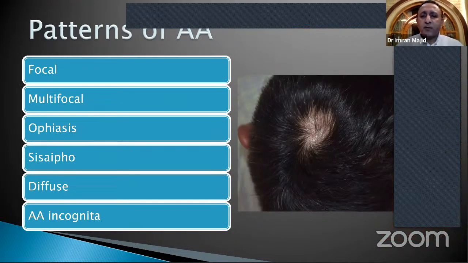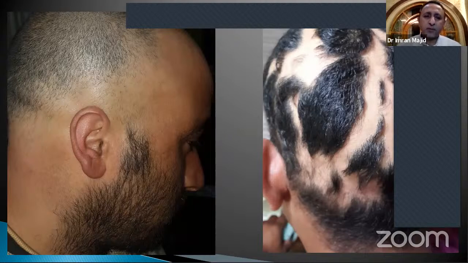There are different patterns of alopecia areata. If there is a single patch, then we call it a focal alopecia areata. And then there can be multifocal involvement. Then there can be a pattern known as ophiasis. Then the reverse of ophiasis, which is known as the sisaipho pattern. Then there can be a diffuse alopecia areata, and an uncommon variant of alopecia areata is known as alopecia areata incognita, which is very difficult to diagnose on clinical examination. So these are the different presentations of alopecia areata.